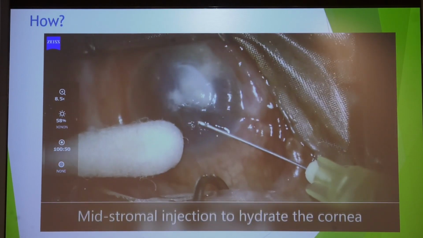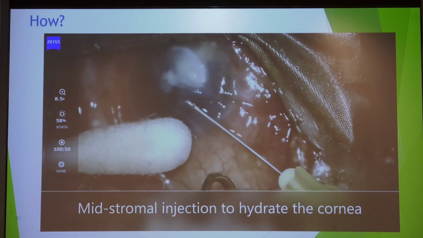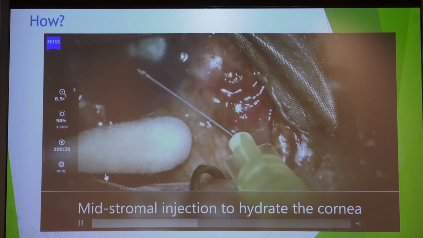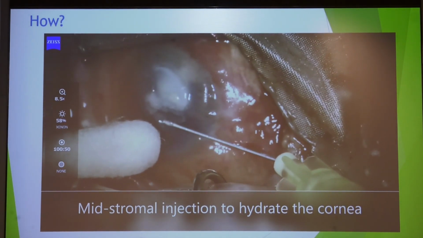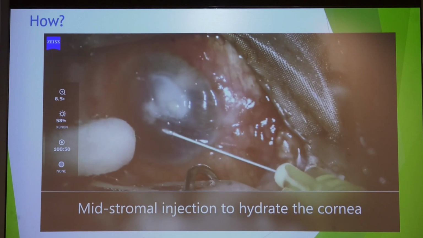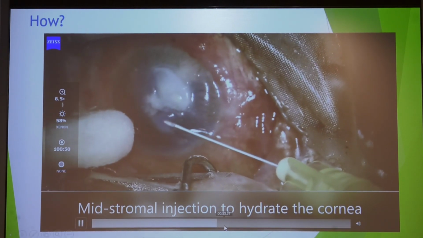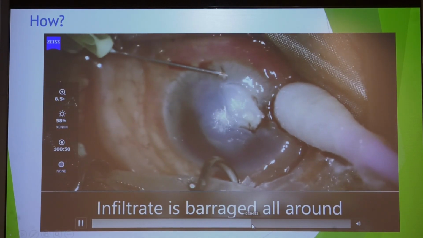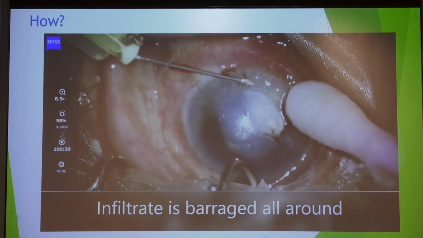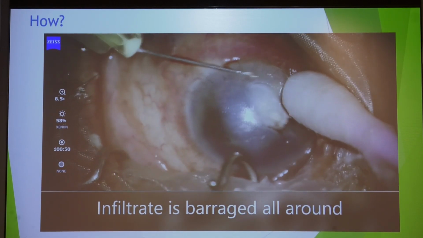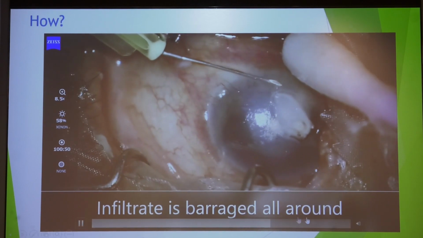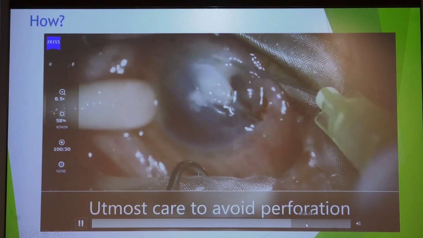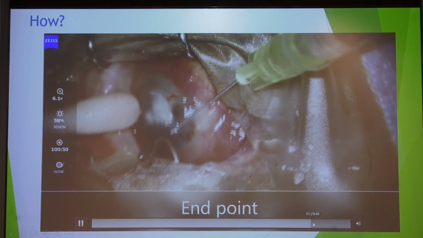You also have to remember that the level at which you have to inject is the mid-stromal level. And whenever you want to come out, it's always better to take your plunger a little out and then come out. This will prevent backflow of the drug. The infiltrate has to be barraged all around, and always take utmost care that you don't perforate the cornea, or keep away from the thinned out cornea or thinned out area. And the endpoint is always where your barrage is complete.